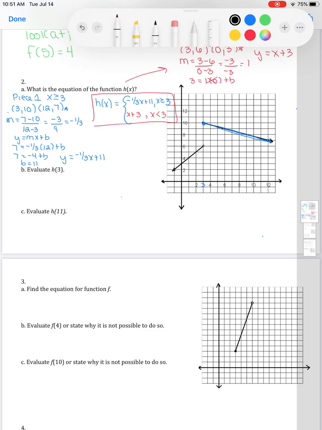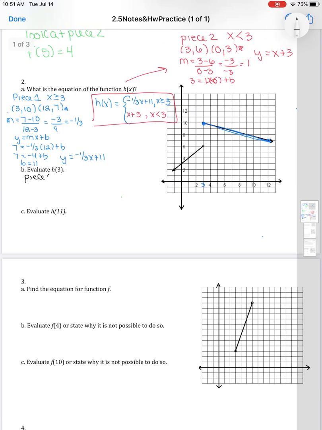All right, for the last 2 parts, we're evaluating now. Again, you either look at the graph or you look at the 2 pieces that you worked with here. So for h of 3, we'd be looking at piece 1. If we want h of 3, we would take the equation and sub 3 into it. If we did that, we would end up with 10, which means h of 3 equals 10. And if you look on the graph, (3, 10) is a point on the graph.